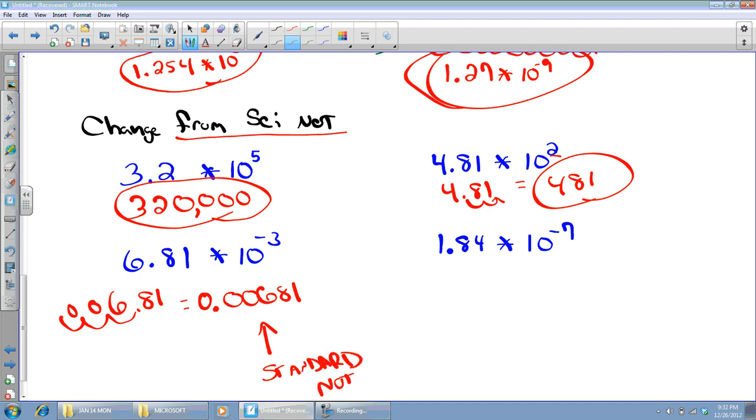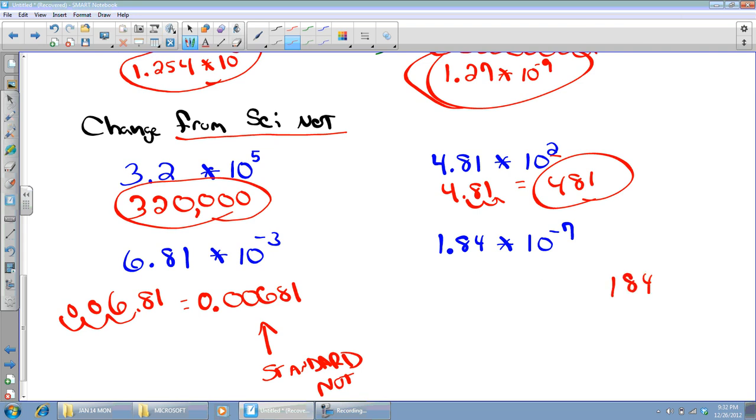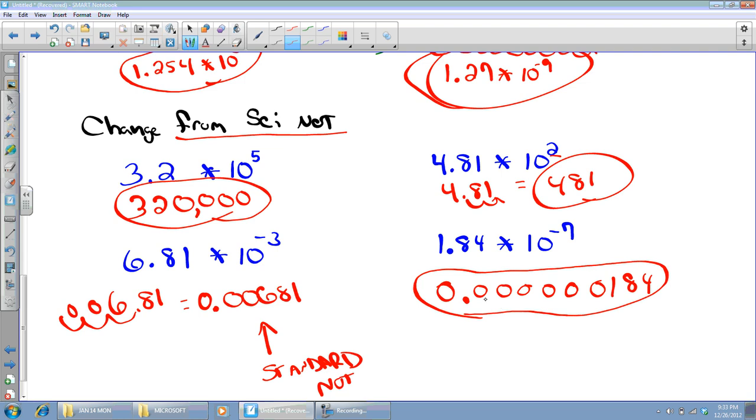Okay. Now, if you're good at these, you may not need to show all the little scoopies. You might be able to go 184 and then count backwards, of course. This would be 1, so I'm going to go 2, 3, 4, 5, 6, 7. Put my decimal point in, put a 0, and there is standard notation. And you can check 1, 2, 3, 4, 5, 6, 7. There it is. All right. So that is scientific notation in a nutshell.